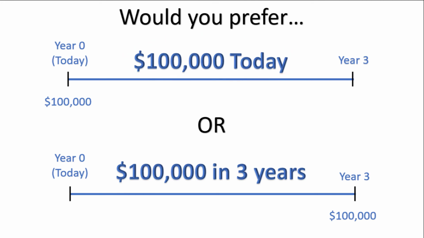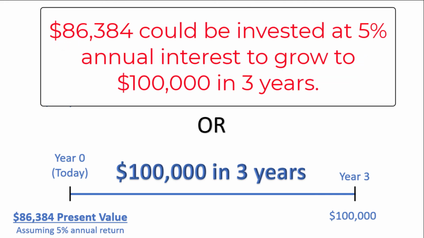Why? Because this money could be invested and earn some rate of return. In fact, if we assume a 5% interest rate, the $100,000 payment in 3 years actually has a present value of approximately $86,384. Why? Because $86,384 could be invested at 5% interest and would grow to $100,000 in 3 years.